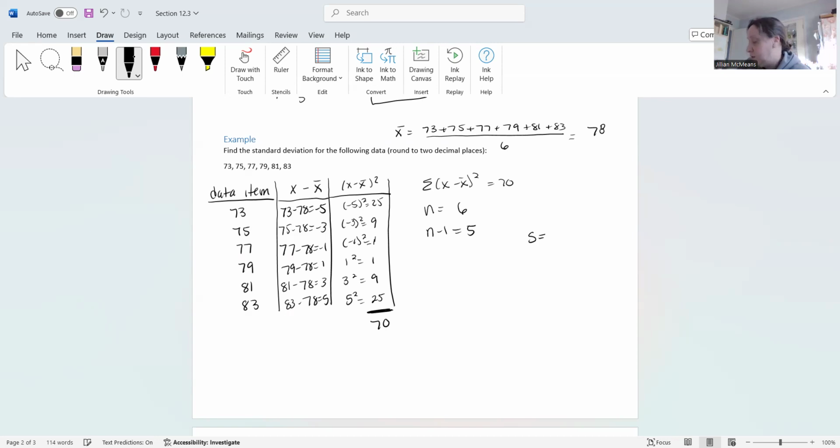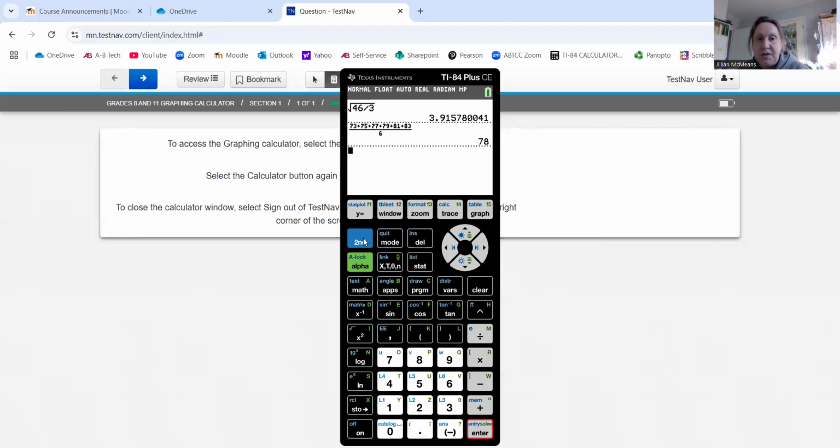So just for the sake of a reminder, the formula is the sum of each data item minus the mean squared divided by n minus 1. So for us, it's going to be 70 divided by 5, and then we're going to take the square root of that. So let's go back to the calculator. So we would go second x squared, that's going to be the radical symbol, and then we would just do 70 divided by 5. And then hit enter. And again, we'll go 2 decimal places. So we'd say 3.74. So 3.74 would be our standard deviation here.